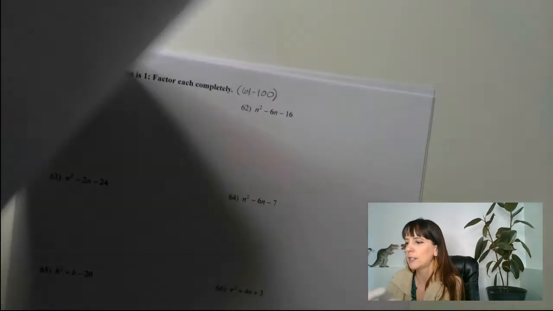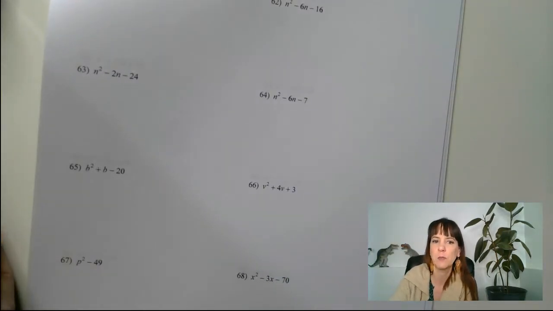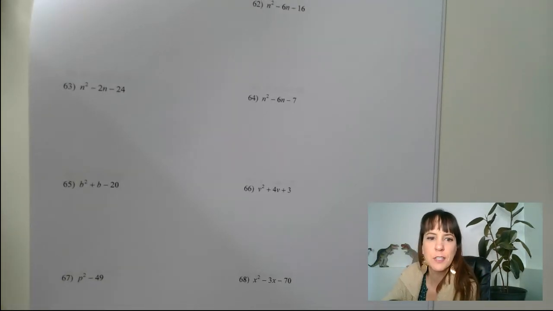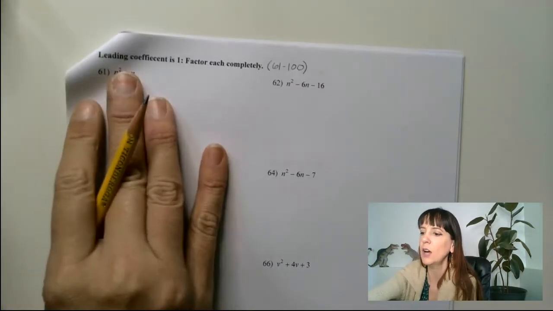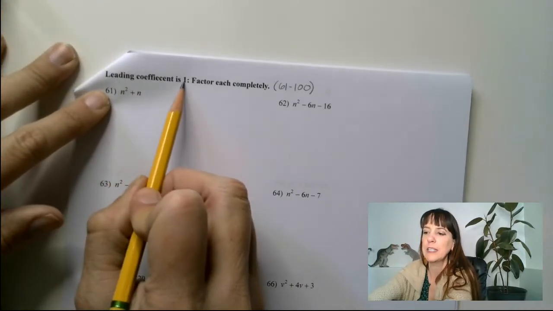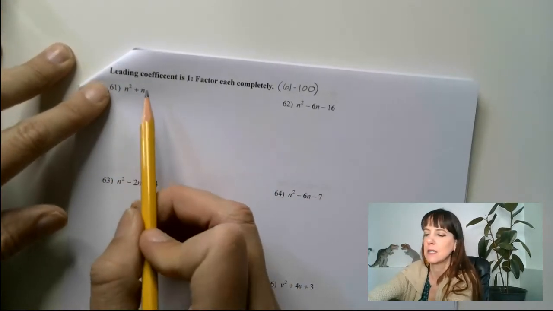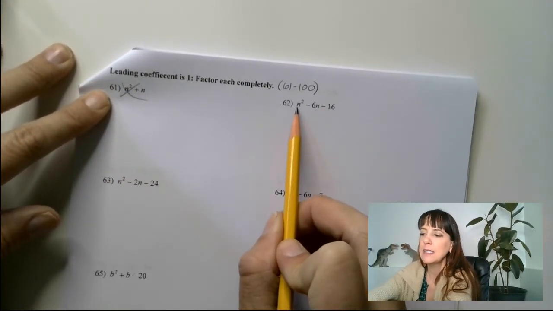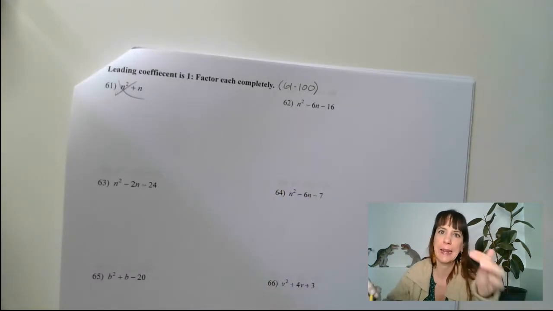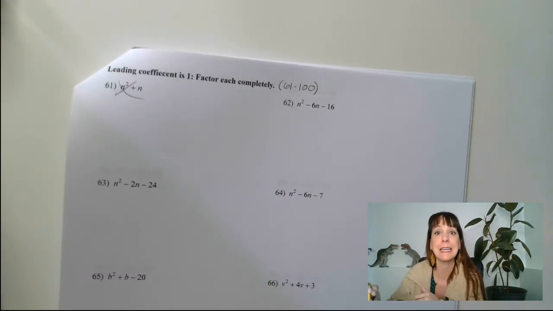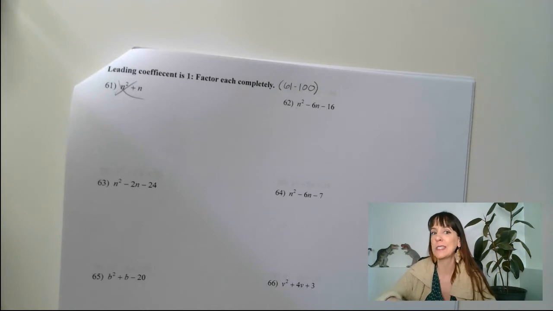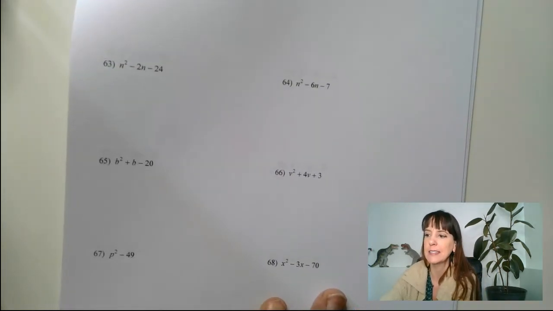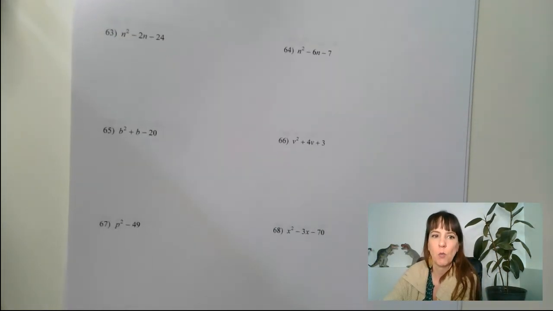Let's move on to number 61. Okay, so let's look at these guys. The leading coefficient is 1. In these guys, remember I said standard form is ax squared plus bx plus c. That means your a is always going to be 1. And if you'll notice for these guys, these are all going to be 1, right?